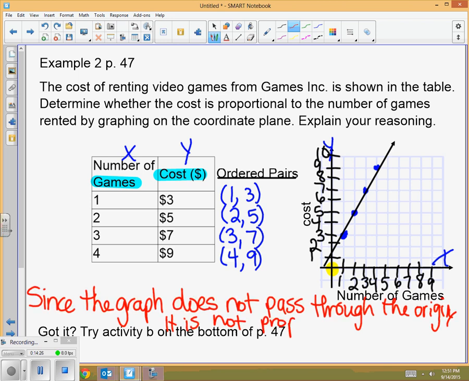And another way to check is to show the relationship as a fraction. This is 1 over 3, 2 over 5, 3 over 7, and 4 over 9. Since none of these fractions can be reduced, you'll notice that it is not proportional. They all have different fractions. They're not the same. I'd like you to try activity B on the bottom of page 47 at this time. Go ahead and pause the video now and work that out. Be prepared to share your answer with a partner in class tomorrow.